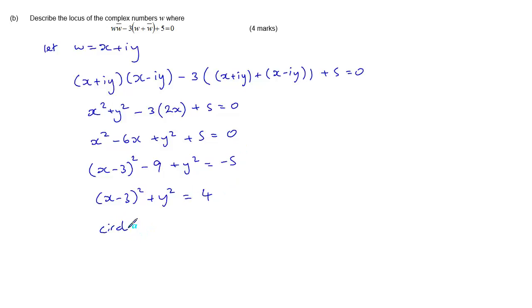So that's a circle. The centre of that circle is 3, 0, and the radius is equal to 2.